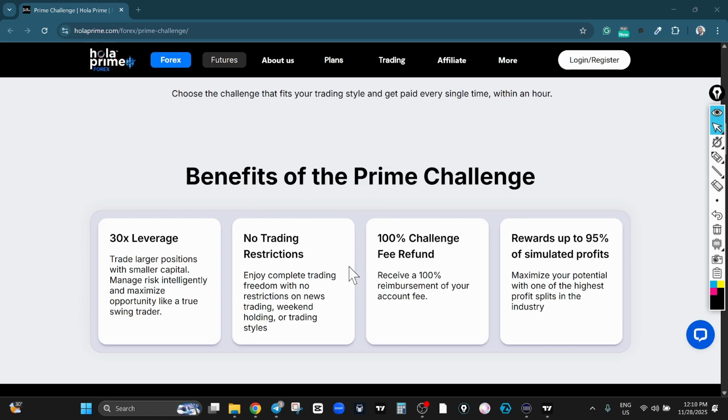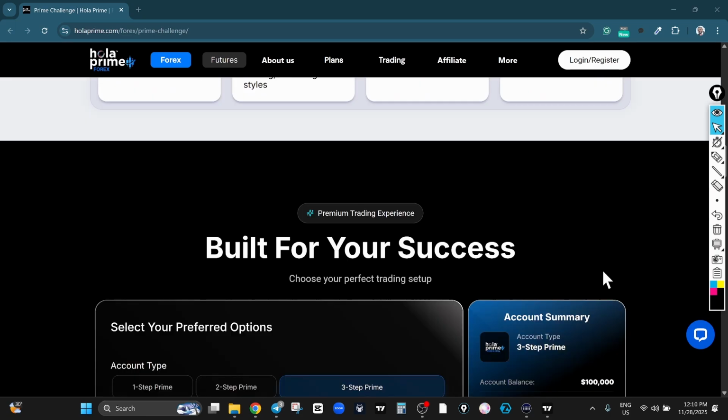The benefit of the Prime Challenge is that it has 30x leverage and no trading restriction. You can trade during the news, you can hold your trade over the weekend, and so on. There's a 100% challenge fee refund. When you pass the challenge, you are going to get your refund, whatever amount you paid to take that challenge. And then the reward is up to 95%.